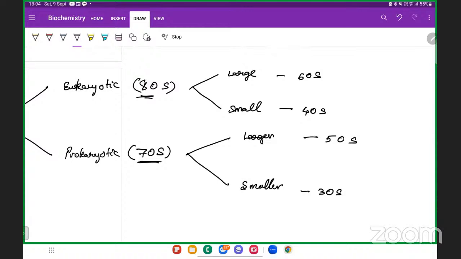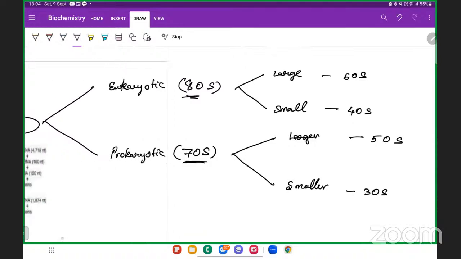So what are you going to remember here? Come on, guys. You divide into prokaryotes and eukaryotes. Prokaryotes are 70S, eukaryotes are 80S. In the prokaryotes you have a larger unit and a smaller unit: the larger is 50S and the smaller is 30S. Similarly, in eukaryotes the larger is 60S and the smaller is 40S. So that is what is given in this image.